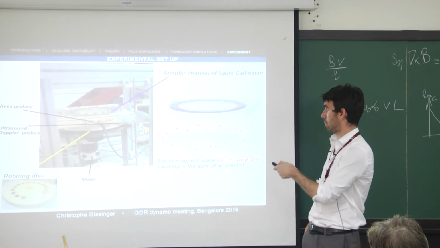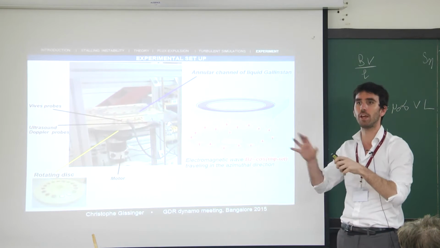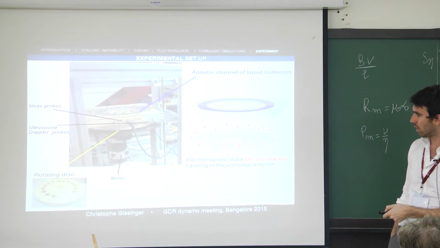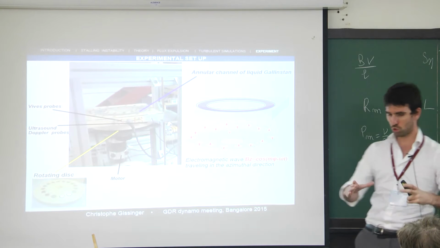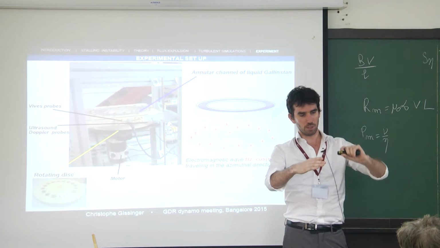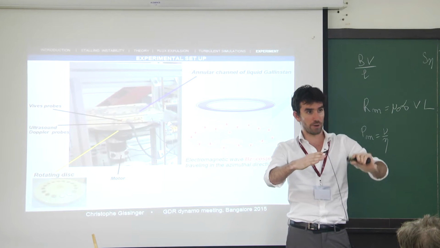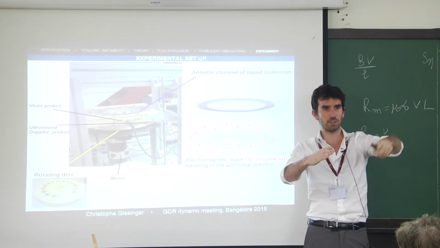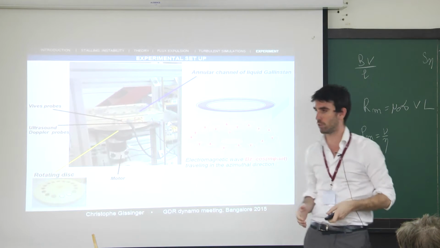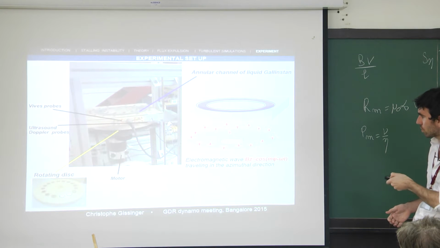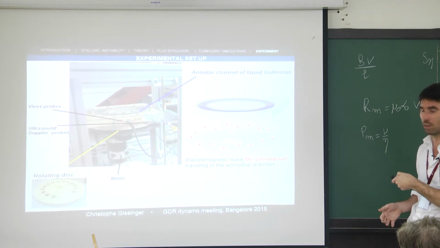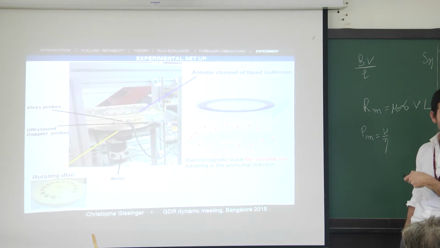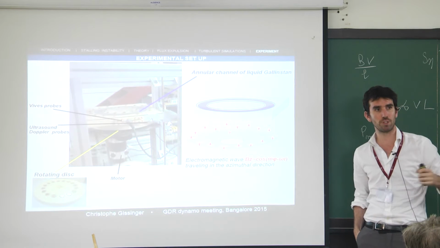To do that, we could use some combination of coils and electrical currents like we do in the simulation. Instead, we choose a more simple way to do it. We take this disk, on which we have fixed 16 magnets with alternated polarities. By alternating the polarities, we are creating a vertical magnetic field which is sinusoidal in the phi direction. So when we put this disk just below the annular channel and rotate it, you have an electromagnetic wave, like cosine of m phi minus omega t, which is trying to drive the flow in the azimuthal direction.